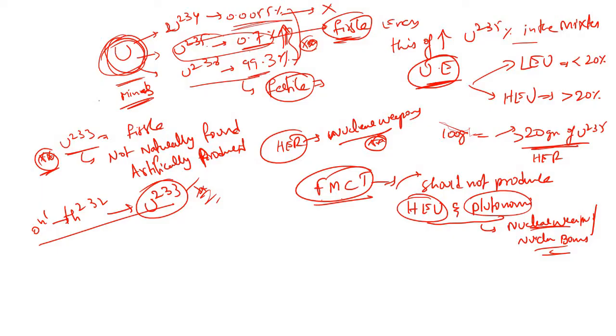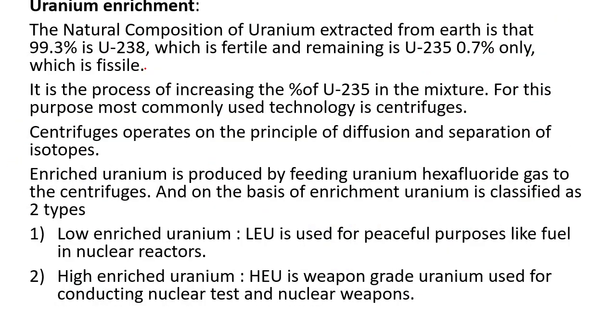Okay, let's read what we have written here. Uranium enrichment. The natural composition of uranium extracted from the earth is 99.3% uranium-238, which is fertile. Fertile means it is not directly used to produce energy, means it won't split. Instead it will convert into a different element. And the remaining uranium-235 is 0.7% only, which is fissile. So it is very less. We want to increase this percentage, and increasing the percentage of uranium-235 is known as uranium enrichment.